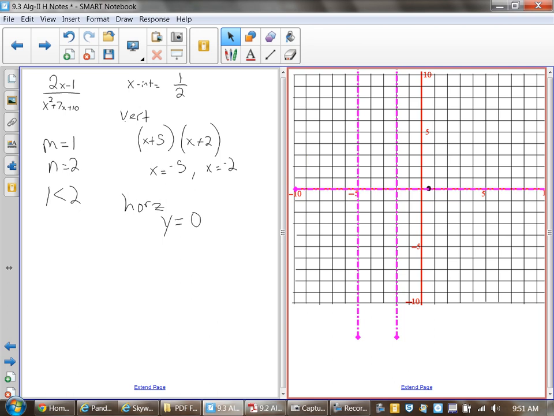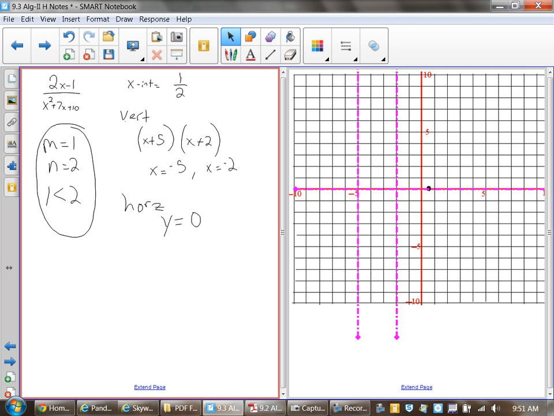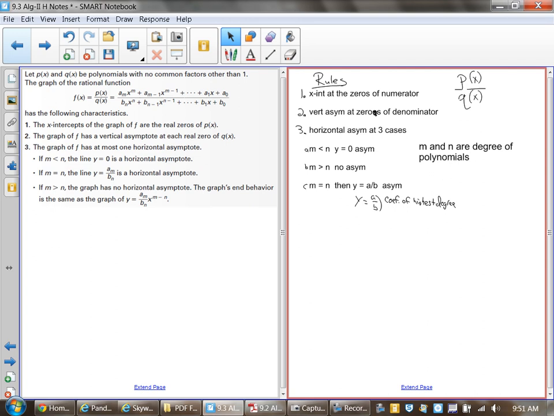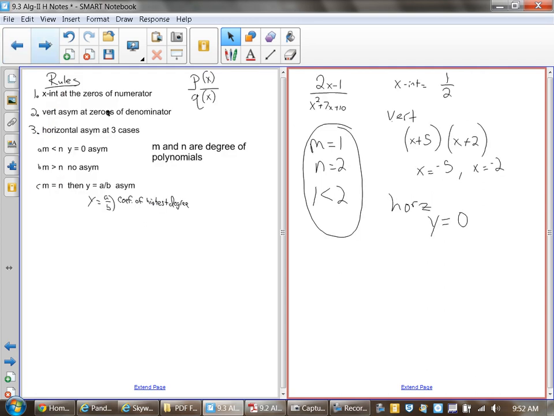Everybody see that? How'd you get the y equals 0? In order to figure that out, we had those 3 different cases, depending upon the degree of the numerator and the denominator. If the degree was smaller than the degree of the denominator, your asymptote's at y equals 0. If the degree was equal, then y equals the fraction of the coefficients. If the degree of the numerator is bigger than the denominator, then there's no horizontal asymptote. That's where that came from.